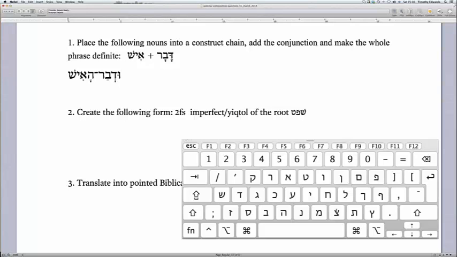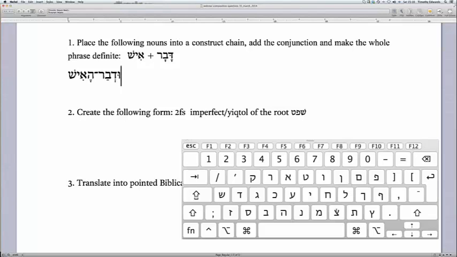Now notice there is no dagesh lene in the dalet. That is because it's following a vowel, and therefore the dagesh lene isn't retained. It only is at the beginning of a syllable. And so there you have the answer to the first question, udvar ha'ish.